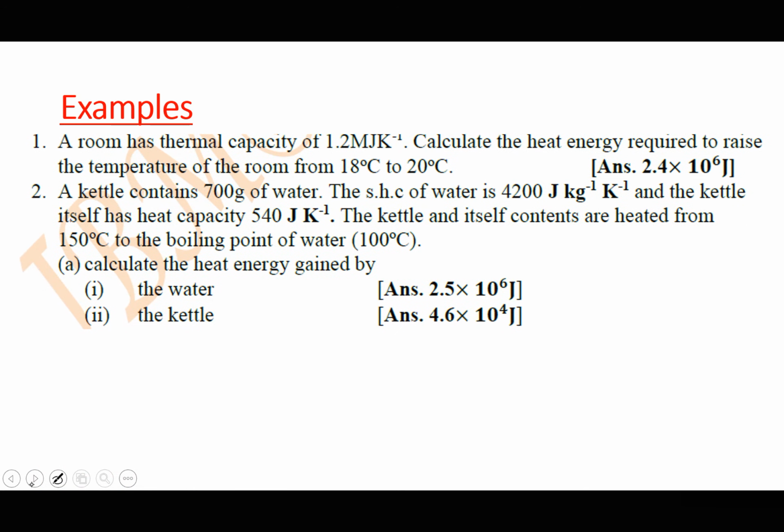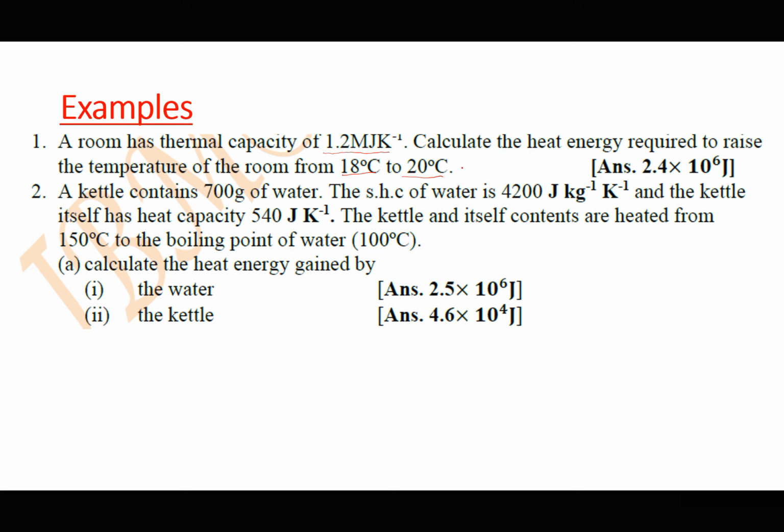Okay, without wasting time, let's see a few examples. Example number 1. These already have the answers, so I'm not sure if these answers are correct, but we shall verify. Have your calculator close to you so that you follow through as you watch this lesson. A room has thermal capacity, that is capital C, of 1.2 megajoules per Kelvin. Calculate the heat energy required to raise the temperature of the room from 18 degrees Celsius to 20 degrees Celsius.